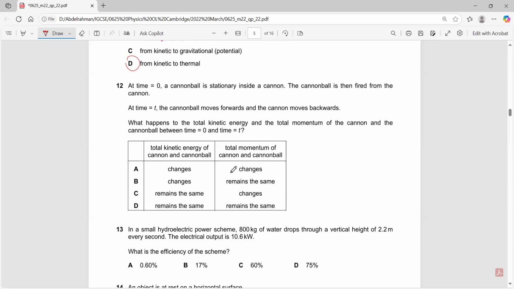Now, what about the total momentum of the system? Does it change? No, it does not change. How so? You have one object moving forward and one object moving backwards, so you have a positive momentum and a negative momentum. The initial momentum was zero, and the final momentum will also be zero. Why? Because the positive momentum cancels out the negative momentum, resulting in zero momentum. So the momentum does not change, but the kinetic energy changes.